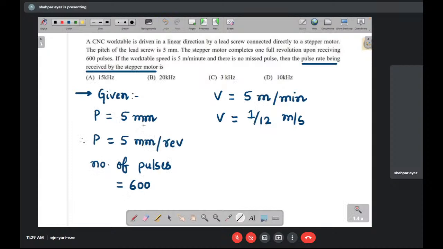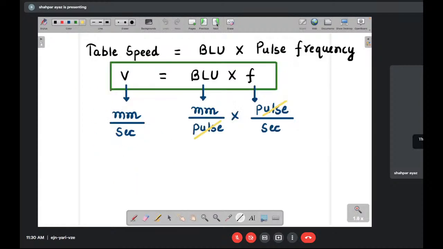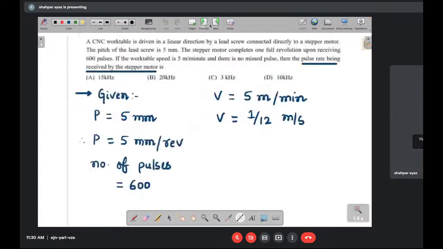Pitch is given to you, as well as work table speed is given. So our objective is to find out, first of all, BLU. Once we get the BLU, then only we can get it. So how can we get BLU, my dear? That's very simple. BLU, basic length unit.